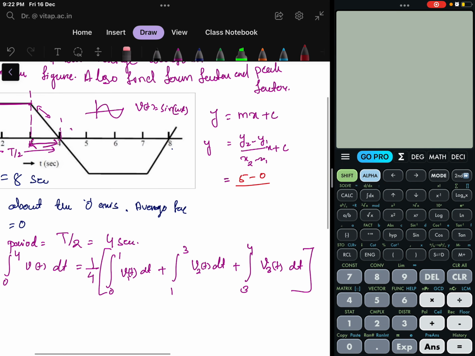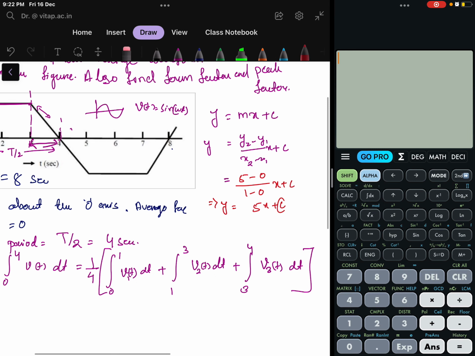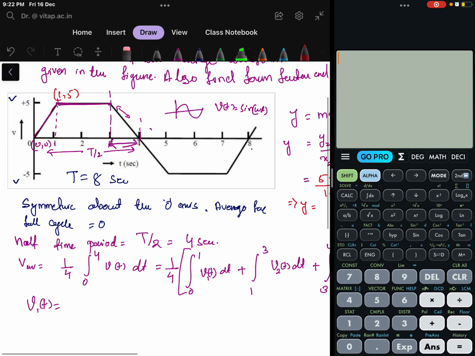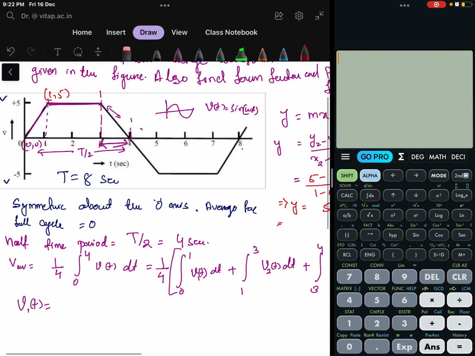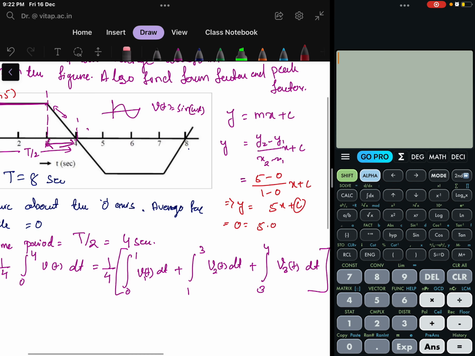1 minus 0 x plus c. So that implies I will get here y equals 5x plus c. Now what is the value of c? How to find that? Just put any point from the given figure and you will find the value of c. If I apply the 0, 0 point here, then 0 equals 5 into 0 plus c, that implies c equals 0.